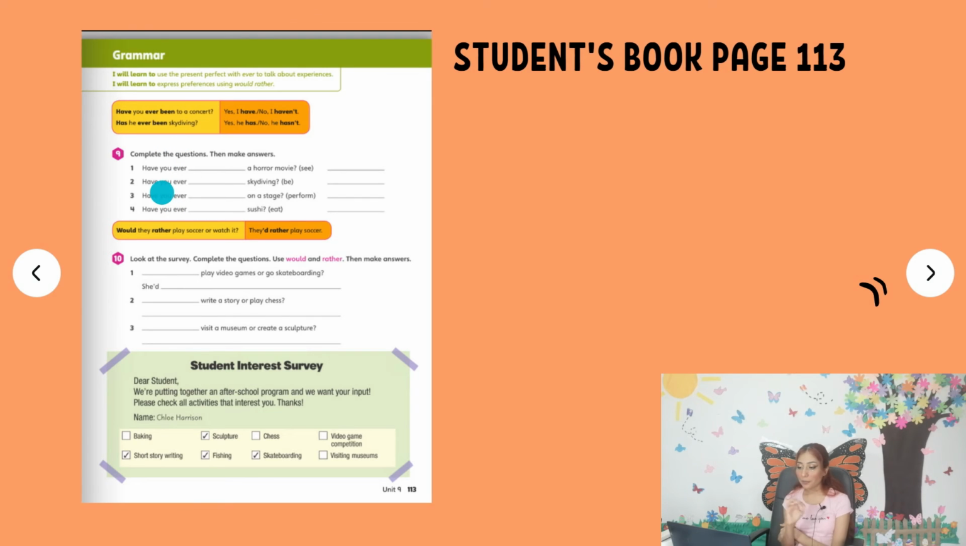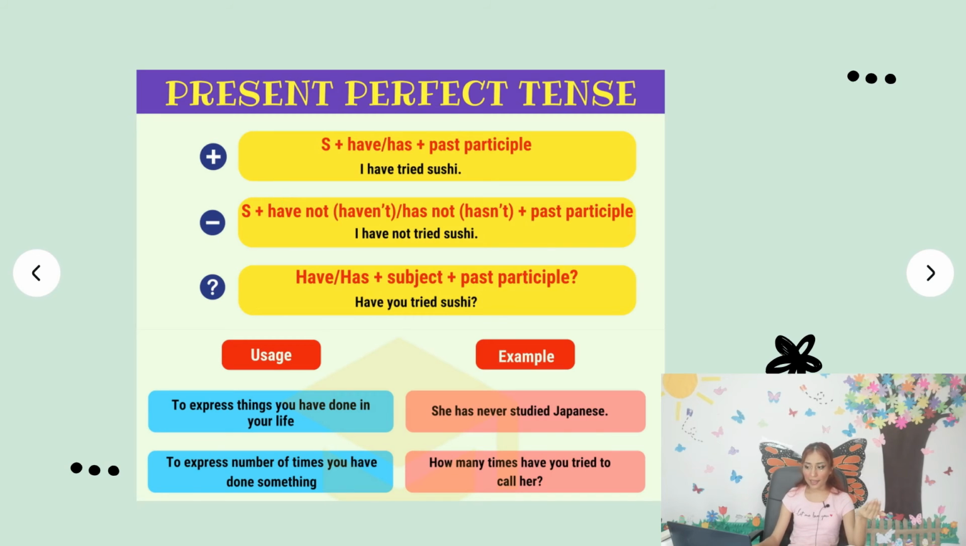Have you ever blank a horror movie? Aquí les voy a ayudar con esta primera. Y el verbo que les dan between paréntesis is see. Recuerda, los verbos que vamos a estar usando son see, be, perform, eat. And these verbs, you need to put them in past participle, okay? Estos verbos no los vamos a poner así como están aquí. Tenemos que pasarlos en pasado participio para que podamos formular la oración, como les expliqué acá, ¿ok?